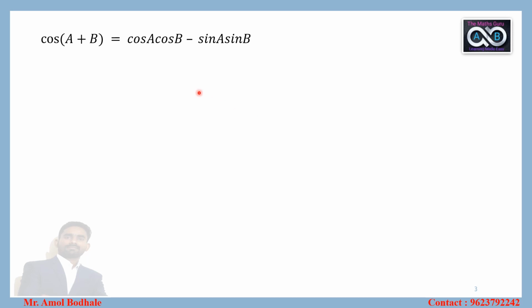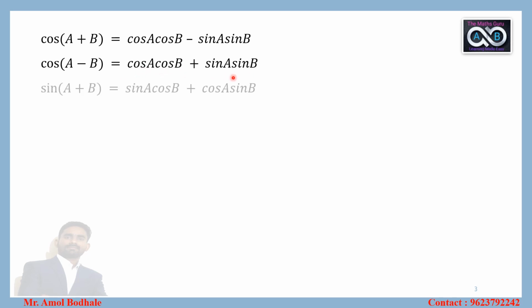We have seen some formulas, that is trigonometric functions of compound angles: cos of a plus b equal to cos a cos b minus sin a sin b, cos of a minus b equal to cos a cos b plus sin a sin b, sin of a plus b equal to sin a cos b plus cos a sin b, and sin of a minus b is equal to sin a cos b minus cos a sin b. So these are the four compound angle formulas about sine and cos.